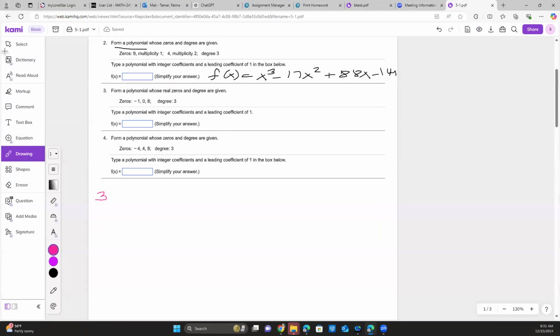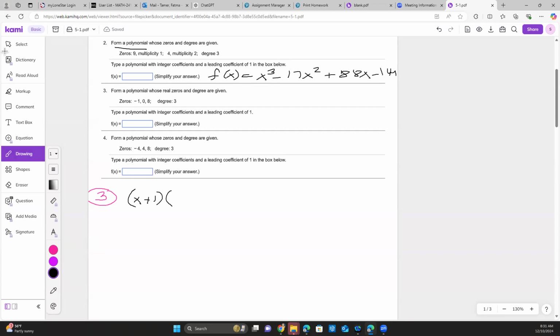Now, number 3 is a similar problem. We want to still find the polynomial. Its zeros are given, the degree is given, and then we're going to find the function. So if negative 1 is the first zero, I'm going to just write the factor. X plus 1 is the factor, again, because when I set this to a 0, x becomes a negative 1.